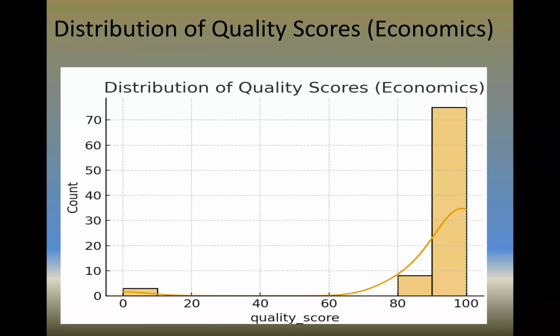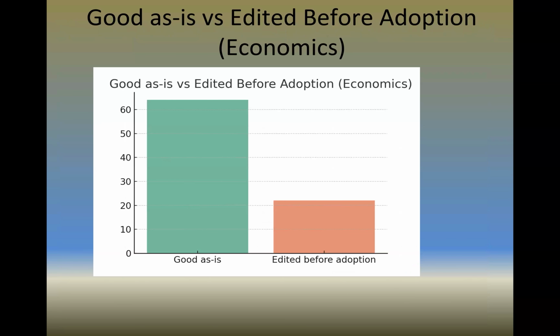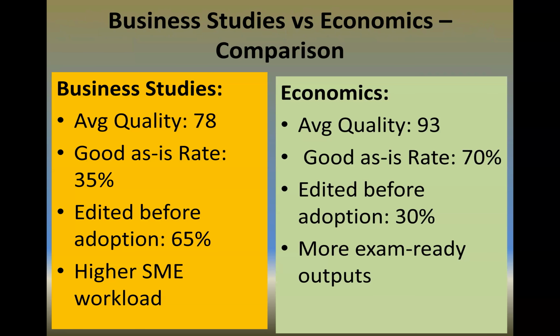This could have been maybe a reason of more structured or better representation of data by the AI in the syllabus of economics, as was perceived by the subject matter expert at ZIMSEC. I'll go on to the comparison of the two, where we are seeing that the average quality for economics is higher than that of business studies. Then the editing rate, also, economics had less editing of the questions before they were adopted. They were more exam ready. So in our case, we say economics showed stronger performance, while business studies highlight areas that needed more model fine-tuning.